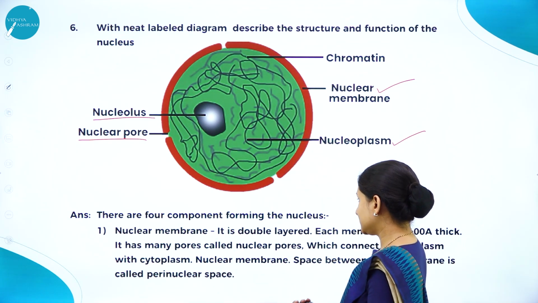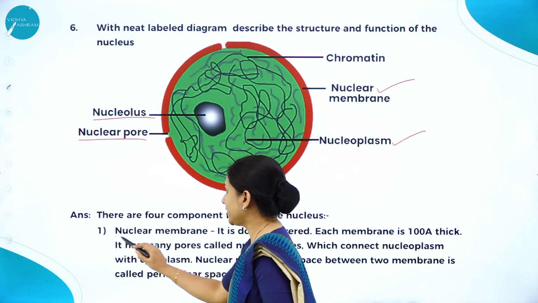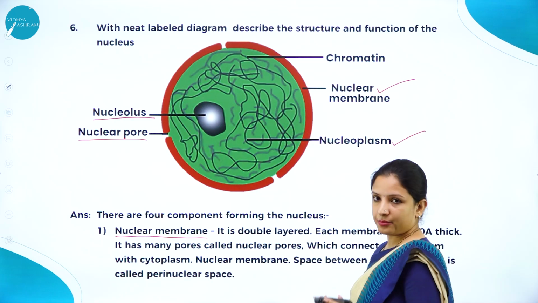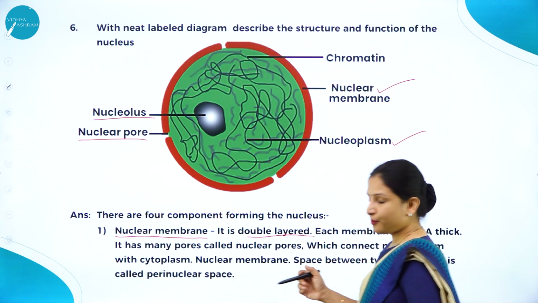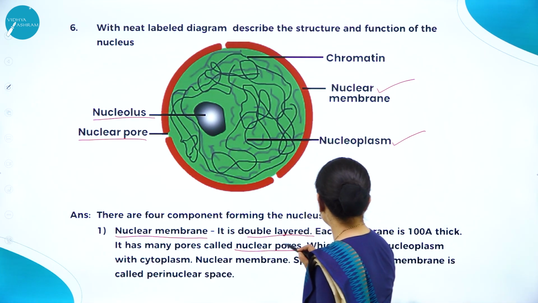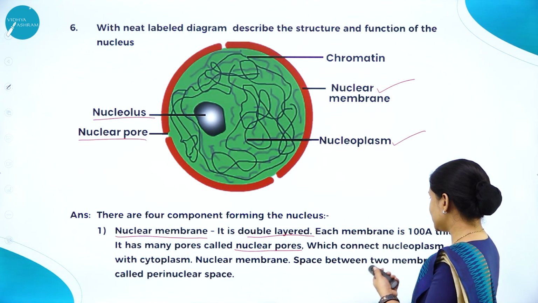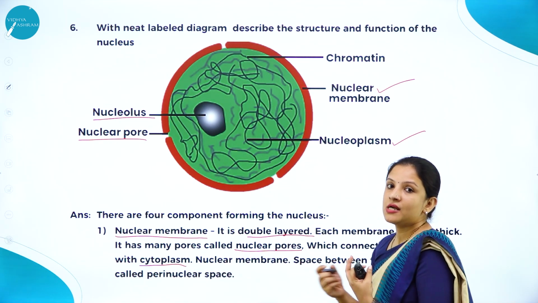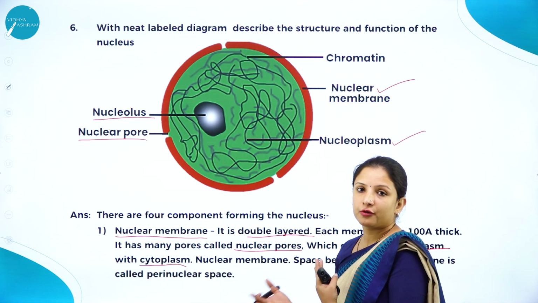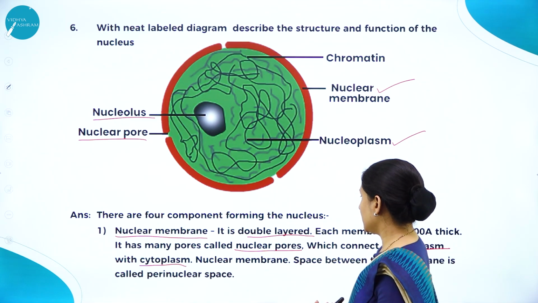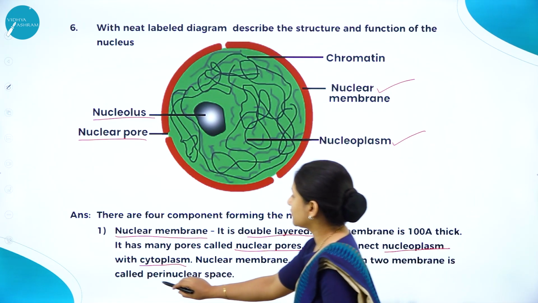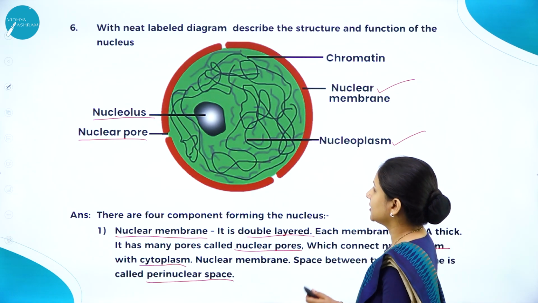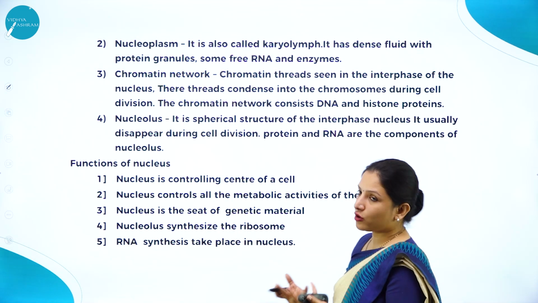There are 4 components forming the nucleus. One is you have to write about the nuclear membrane. What is there in the nuclear membrane? It is double layered and it has many pores which are called nuclear pores. Write about that. And these nuclear pores connect the nucleoplasm with the cytoplasm, so that the exchange of the contents between the nucleoplasm and the cytoplasm can occur. And the space between the two membranes, that is the outer membrane and the inner membrane of the nucleus, is called the perinuclear space. Next, we'll write about the nucleoplasm, what is there in that.